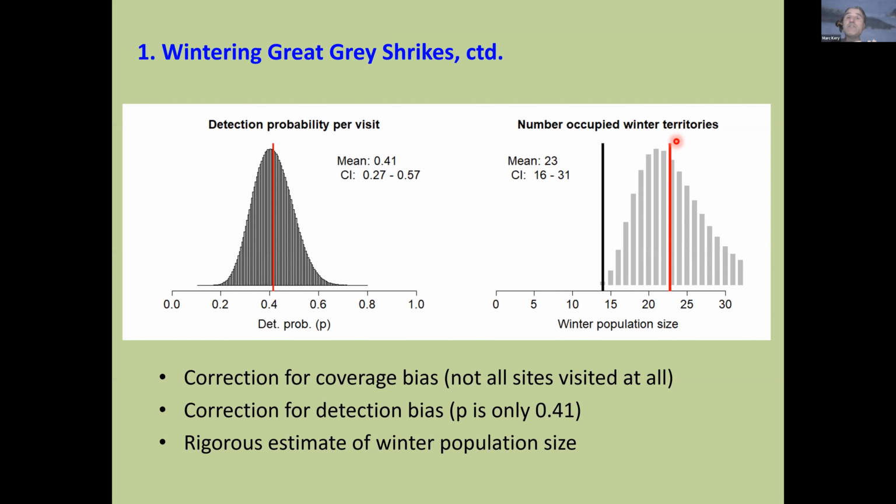So this example shows how I can correct for coverage bias, since not all sites were visited. I can correct for detection bias here because I have the multiple visits, and come up with a rigorous estimate of winter population size.